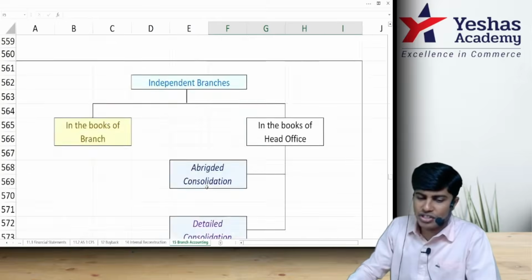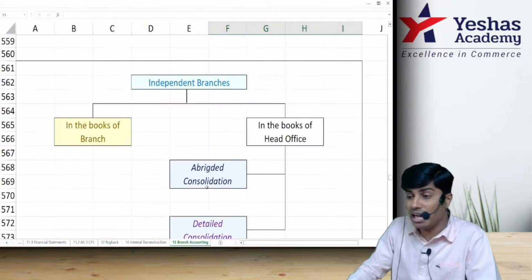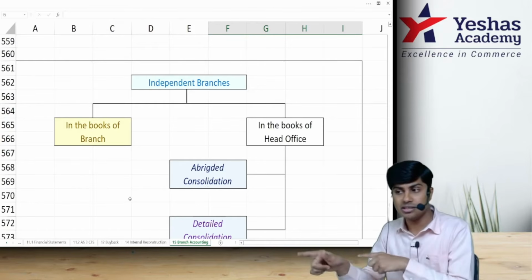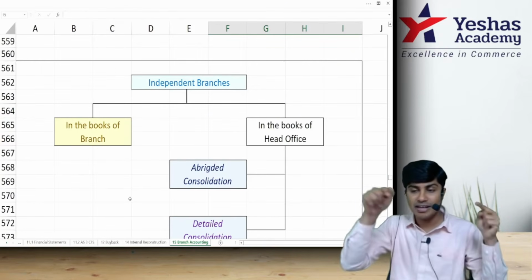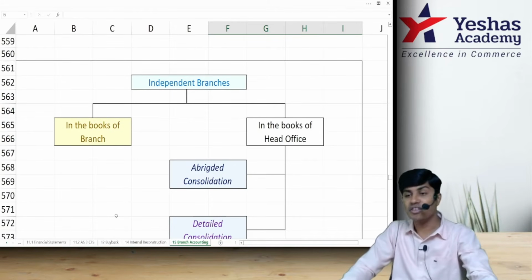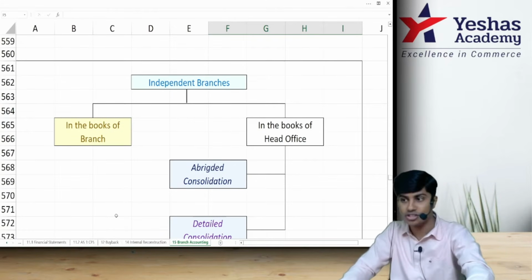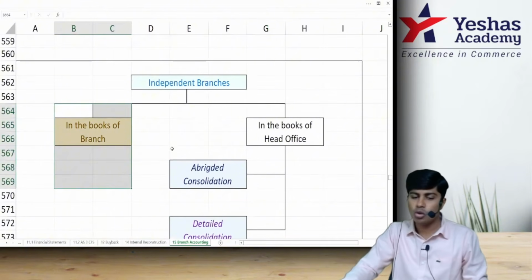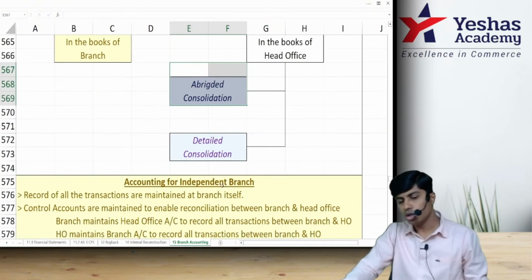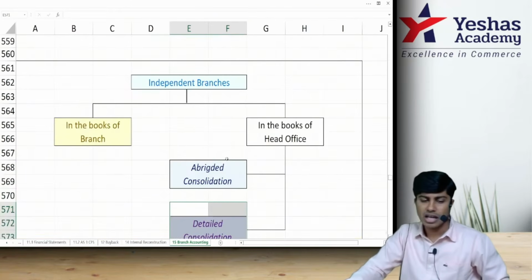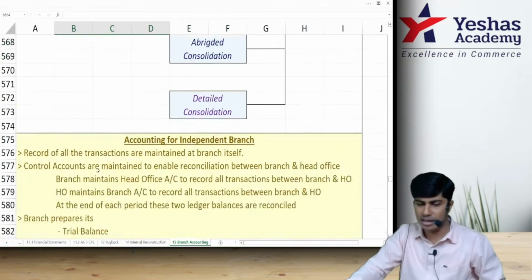Under dependent branch, accounting of the branch is maintained by the head office. Accounting for the transactions made by the branch is recorded from the head office perspective. Whereas in this case, accounting is done for the transactions of the branch from the perspective of the branch. Accountant is sitting in the branch and it has accounting. Two parts have to be learned. First part, how to do accounting. Next part, how to consolidate this into head office. To consolidate, you have two methods, abridged and detailed. But to begin with, let's discuss how to account for transactions in the branch.